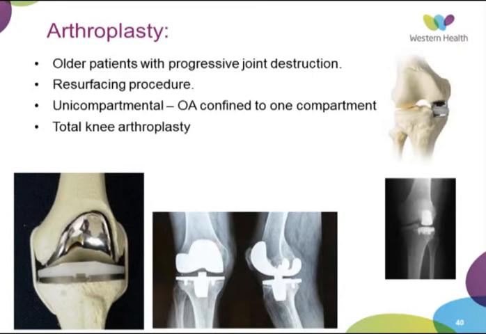Arthroplasty, which wasn't discussed in this summary in the JOS. So older patients with progressive joint destruction, it's a resurfacing procedure, unicompartmental. If the arthritis is confined to one compartment, or total knee arthroplasty. I won't go any further into this, as it will be discussed in a few weeks' time in detail.